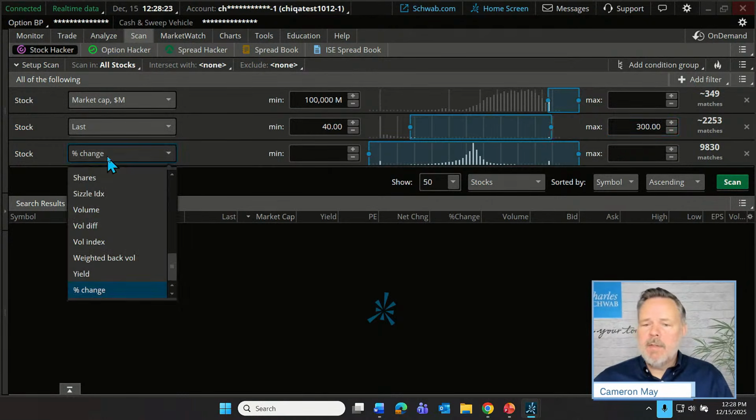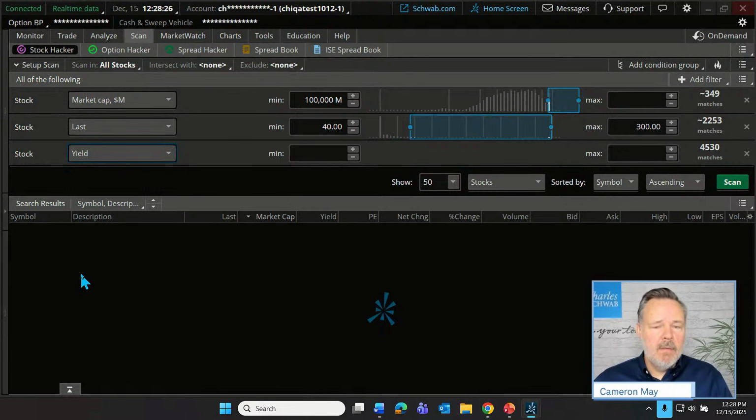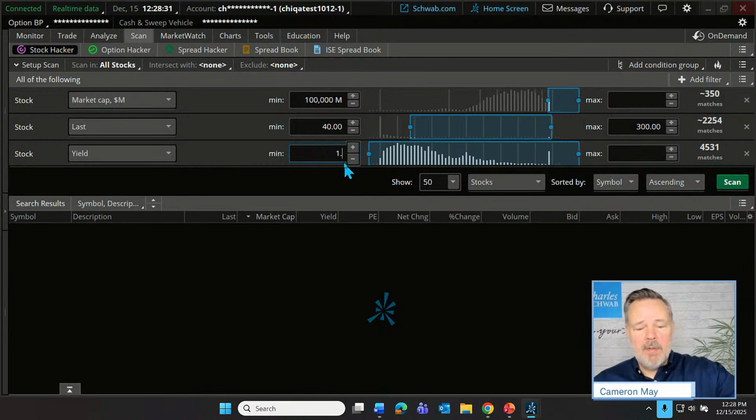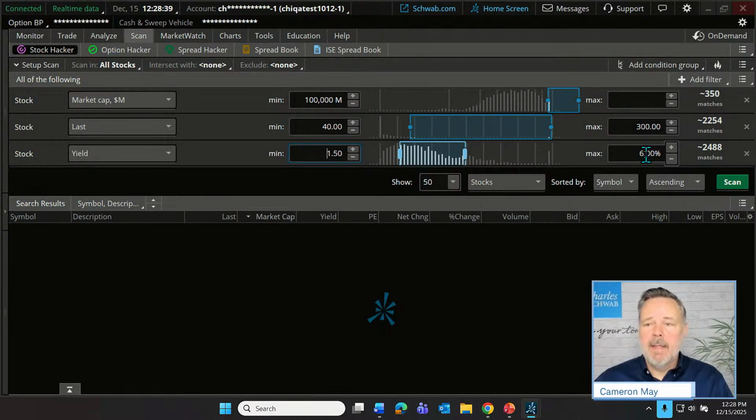Third item was dividends. So let's go to yield. Average yield is under 2% right now. Let's just say maybe our trader is looking for a round average to maybe a multiple of average, maybe up to 6%. Now, as I'm plugging in these criteria, over here the scan tool is showing us approximately how many companies match that criteria. So there are 350 companies that are $100 billion companies. There are 2,254 companies that are currently priced between $40 and $300 per share, and so on. So you can see what that means.